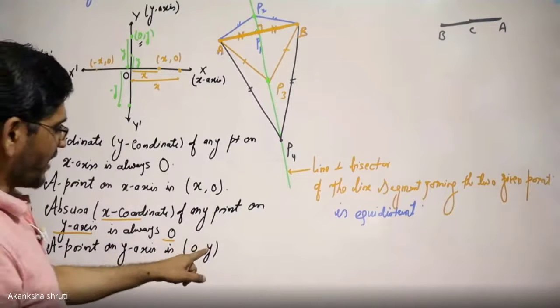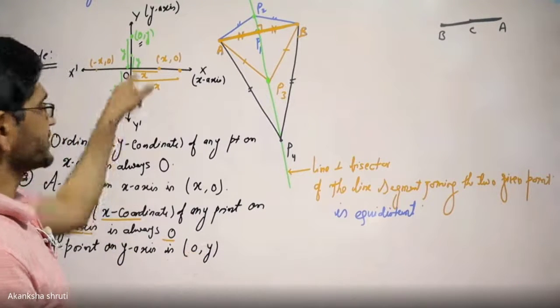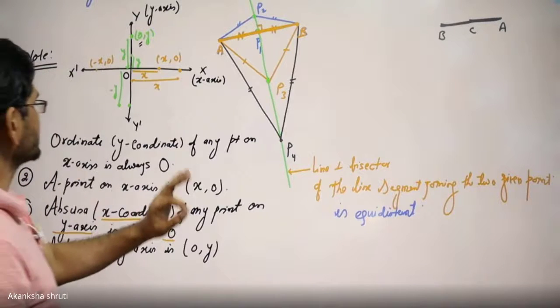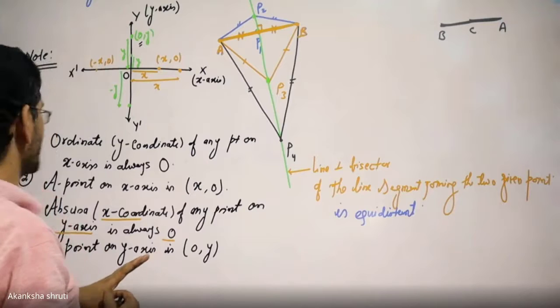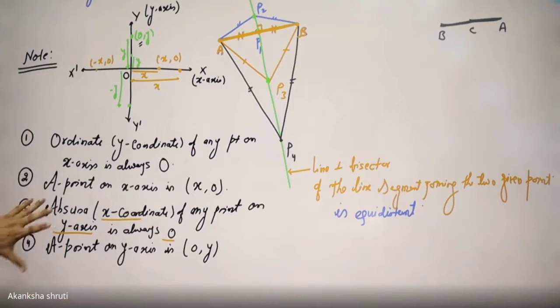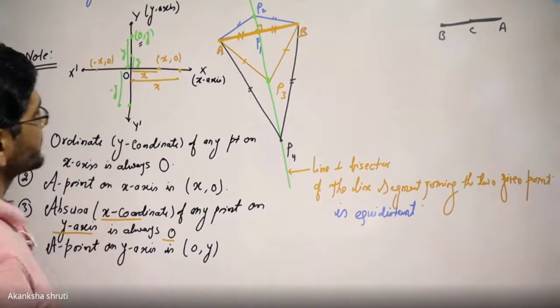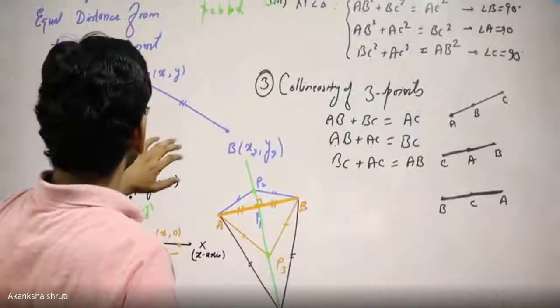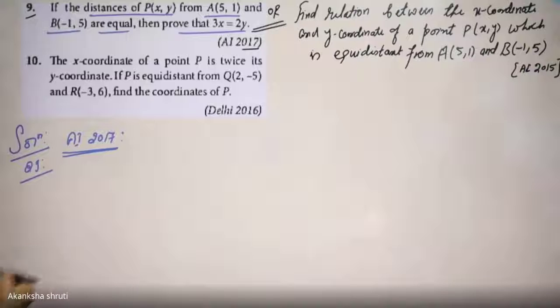If y becomes 0, it becomes (0, 0). It remains as the origin. So these 4 are the most important things that we have to take care of. Students, though we have learned these things in class 9, I have written them. Now, considering these concepts and whatever we have learned, we can frame some questions.